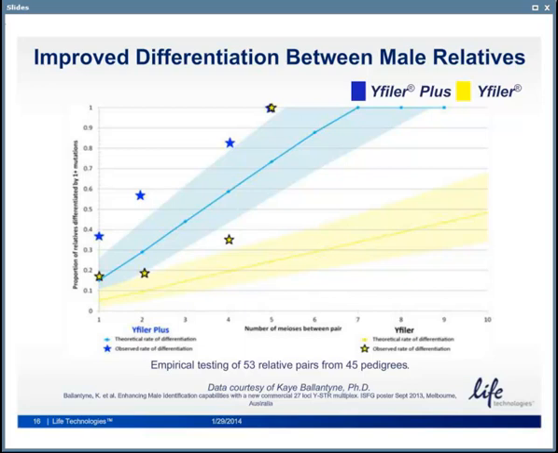And now I'm going to turn it over to Dr. Jack Ballantyne, and he'll be talking about how he's using these kits to process very challenging sexual assault samples.